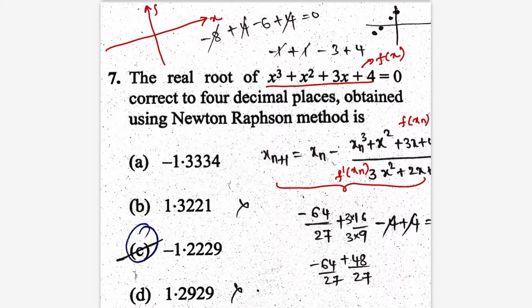If this is x and if this is f of x, I try to plot the graph. So when x is 0 here, f of x is 4.